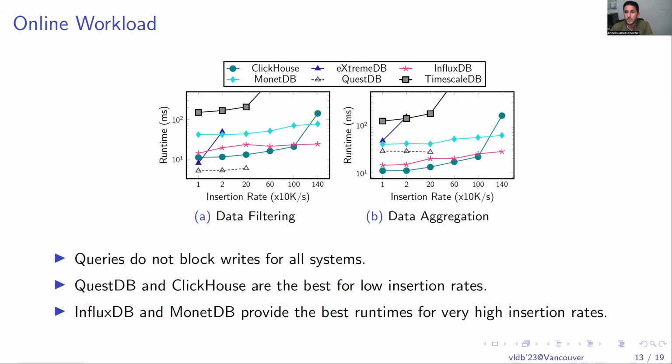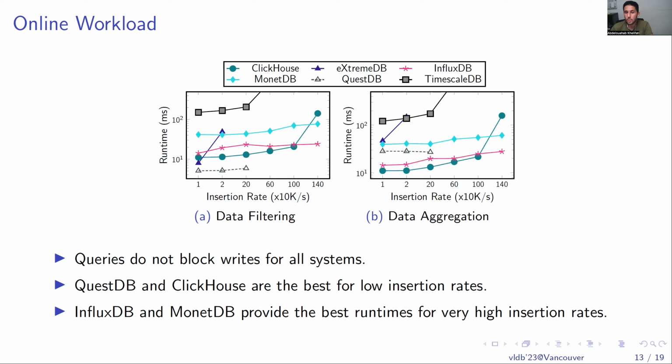For the online queries, we insert data to the systems concurrently with the queries. We vary the size of the data that is inserted per second, or the insertion rate, and we report the runtime results in milliseconds. The lower the results, the better. First, we see that the queries do not block writes for all systems. This is because the overhead caused by the queries is significantly lower than that caused by the writes.